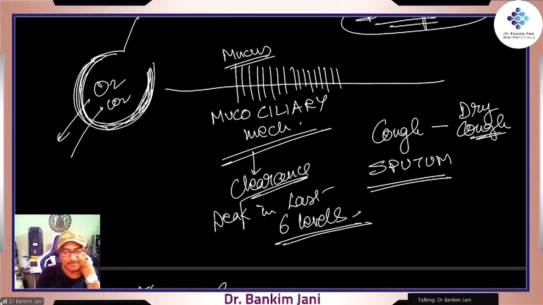There is mucus, right? There is formation of mucus. And this mucus is to be thrown out, right? It has to be pushed out. So this is weak in the last 6 levels, but otherwise it is present all over, right? So that this mucus is cleared, it is coming out.